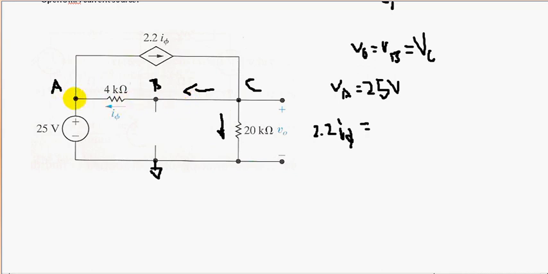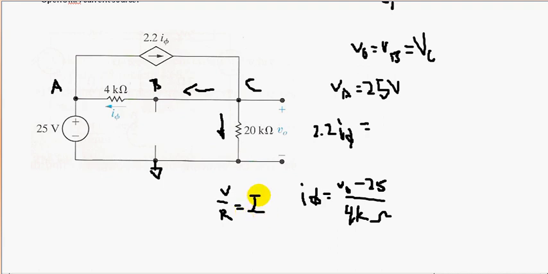I sigma is the current going here, so we must find the voltage here. So I sigma is equal to VC, which is VO, minus VA, what is VA? 25 volts, over this resistance, 4 kiloohms. And how do we know that? Well, using Ohm's law, we rearrange Ohm's law: the voltage over the resistance is equal to your current. Okay, now we found what I sigma is.